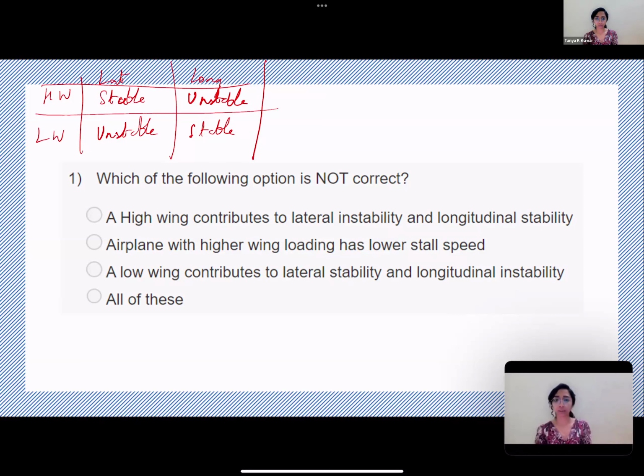Now, you told me correctly that the high wing configuration is longitudinally unstable. Can you tell me why? So let's just draw the configuration. This is your fuselage reference line and your high wing is like this, okay? And your CG is here. This is your CG.